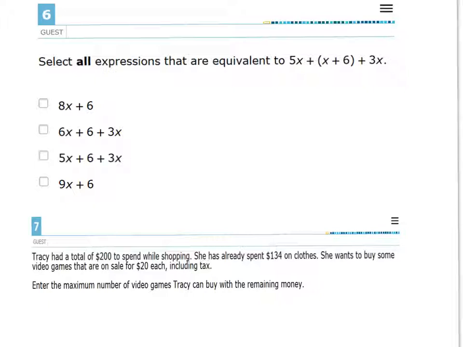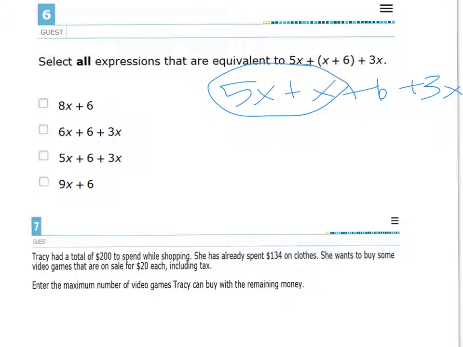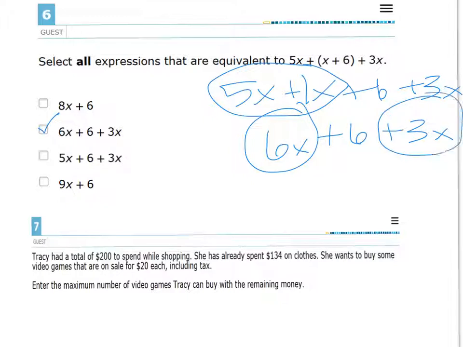Now for 5x plus x plus 6 plus 3x, we can actually combine like terms. So in this case, I can combine the 5x plus x, which would give me 6x, because this is 1x, plus 6 plus 3x. So we already know this second one is a possible solution. That is correct. Now another possible solution is if I add the 6x and the 3x, and I get 9x plus 6. That is also a possible solution. So that is also correct.